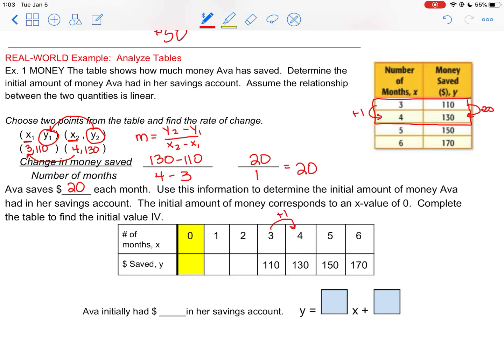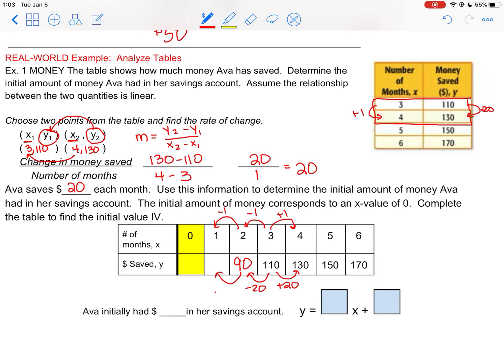So I know that each time the month went up by 1, her savings account grew by $20. So if I want to fill in this table back to 0, what I'm going to do is take off a month at a time, and that's going to take $20 back out of the account. So if I take off a month, I have to take off $20. So 110 minus 20 will give me $90 in the account.